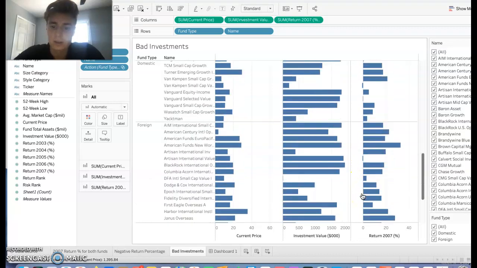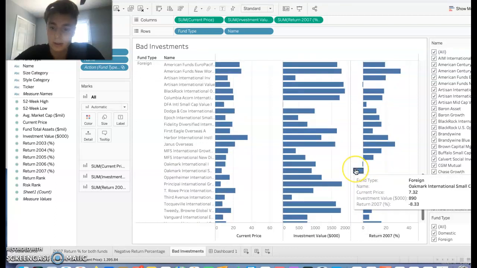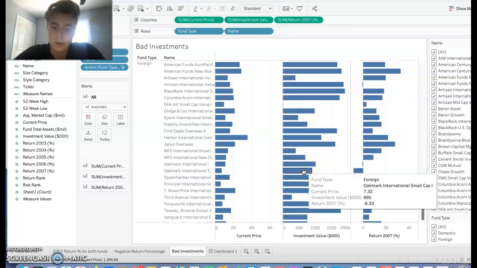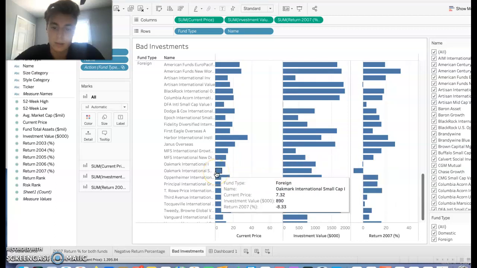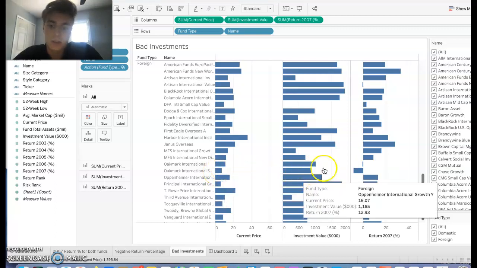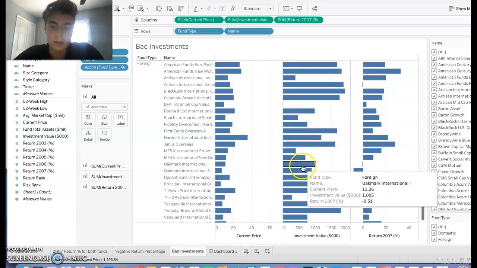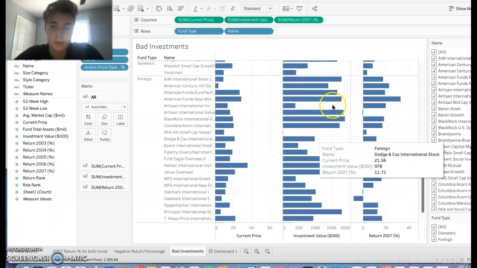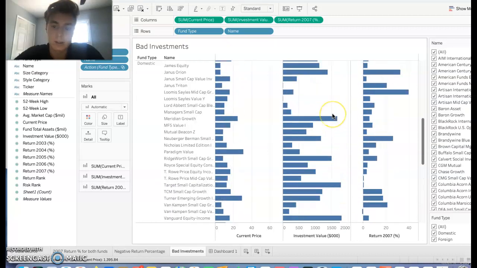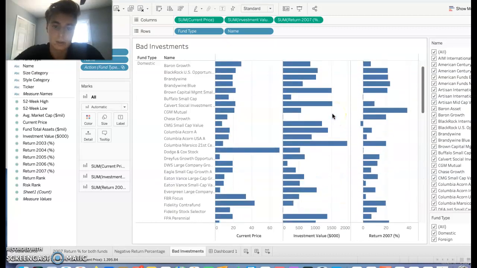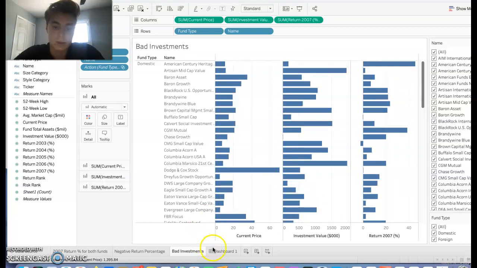And you can see which ones are doing badly. Like in this example, Oakmont International Small Cap had a negative return of 8.33, but its investment value is 890, and it's got a current price of 7. So if you're investing in that, it's probably not going to be a good company to invest in. And you can just go down the line and see which companies are doing better or worse.